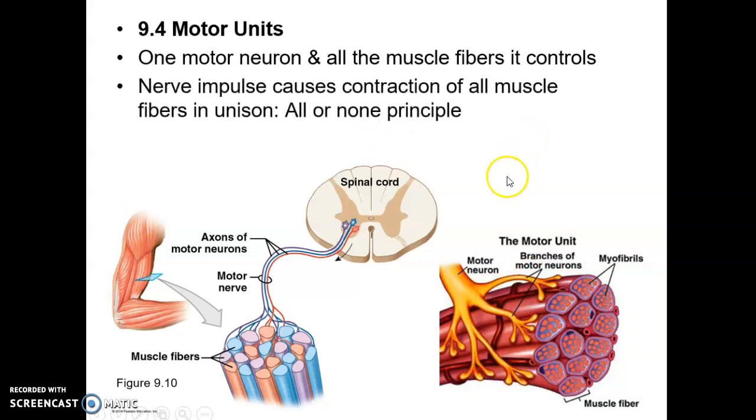So a nerve impulse will cause all the muscle fibers to contract in unison, what's referred to as the all or none principle. If there's an action potential coming down the motor neuron, its axon terminals will release acetylcholine, causing the whole sequence of events for contraction of the fibers. Okay? That doesn't mean that the entire muscle contracts. Only the muscle fibers controlled by the motor units that are activated.